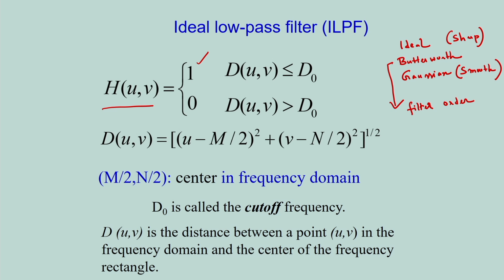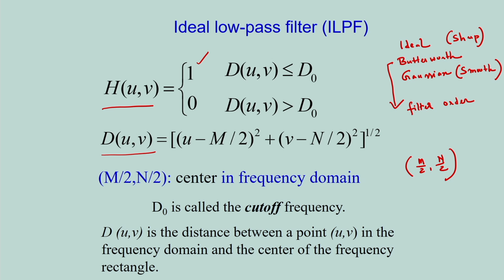Now, what is D(u,v)? What is the meaning of D(u,v)? D(u,v) is the distance between a point (u,v) in the frequency domain and the center of the frequency rectangle. The center of the Fourier transform is M by 2, comma N by 2. And D naught is the cutoff frequency, a positive constant. So this is the definition of the ideal low pass filter.